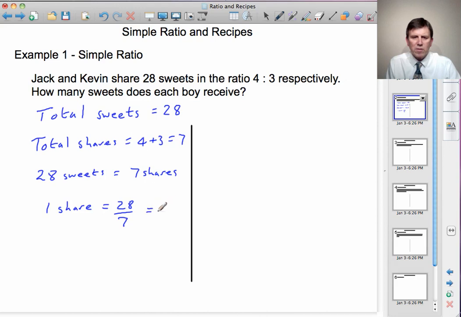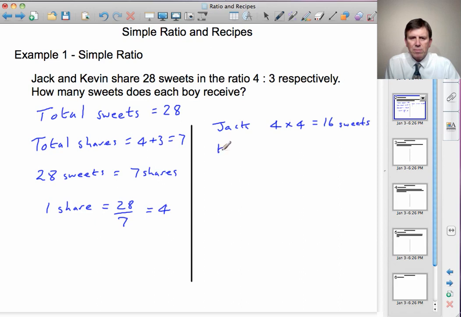And that of course is 4. And that's what ratio questions are about, finding out what 1 share or 1 part actually is. Once we know what 1 part is, we can find out anything. So now that I know that 1 share is 4, Jack, how many does he get? Well, he gets 4 shares, so he gets 4 times 4, which is 16 sweets.